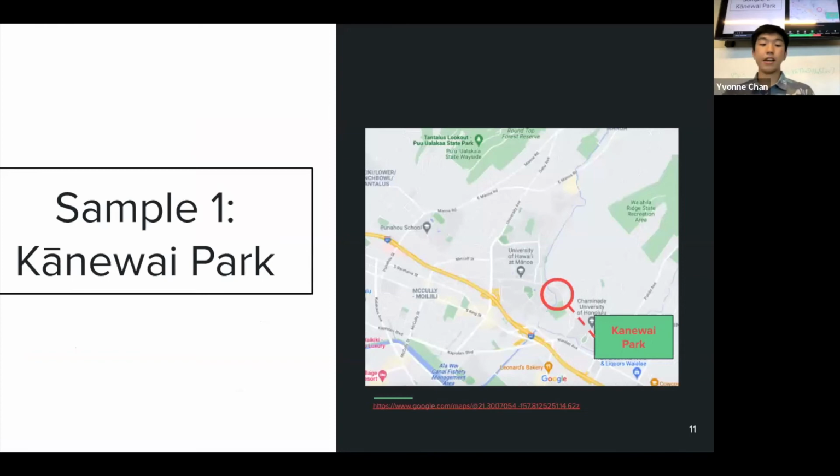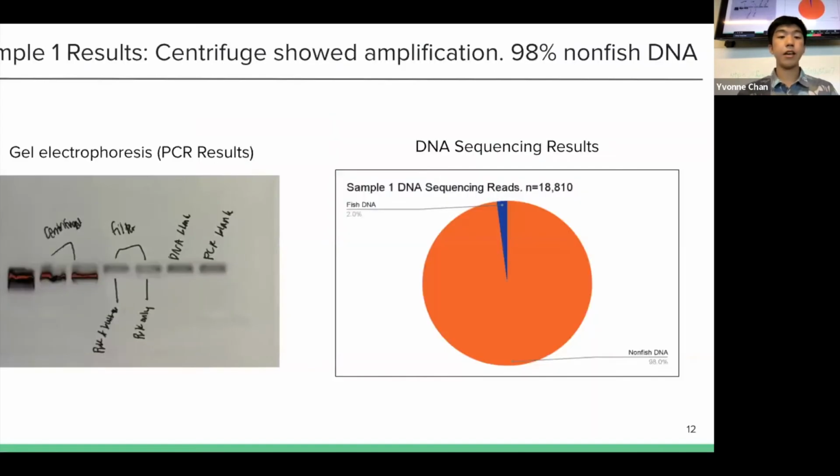With all this in mind, I set out to Carnegie Park to do my first sampling. I chose Carnegie Park because that's where Novaicolo did their sampling on the same day, so I can compare my data. And here are the results. On the electrophoresis, the red lines show amplification, and on the far right lane is the ladder. As you can see, only one sample shows amplification. However, more notably, as you can see in the pie chart, 98% of my reads were non-fish DNA. So something was clearly wrong, and I'd have to go back later to figure out what the errors were and how to correct for that.